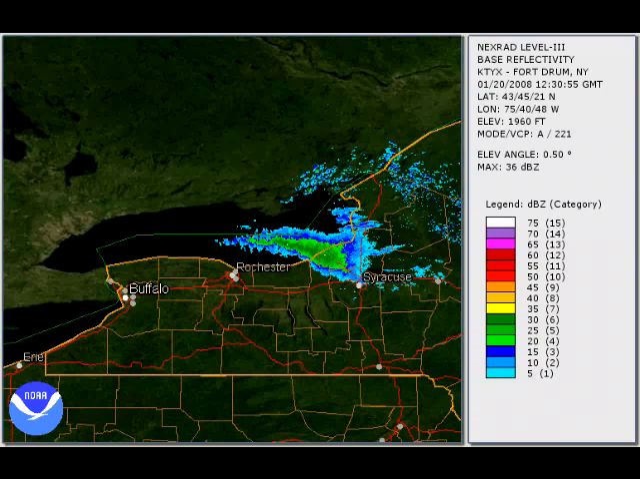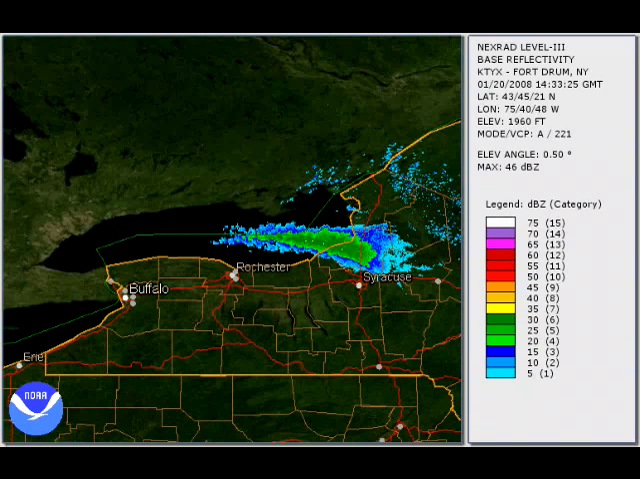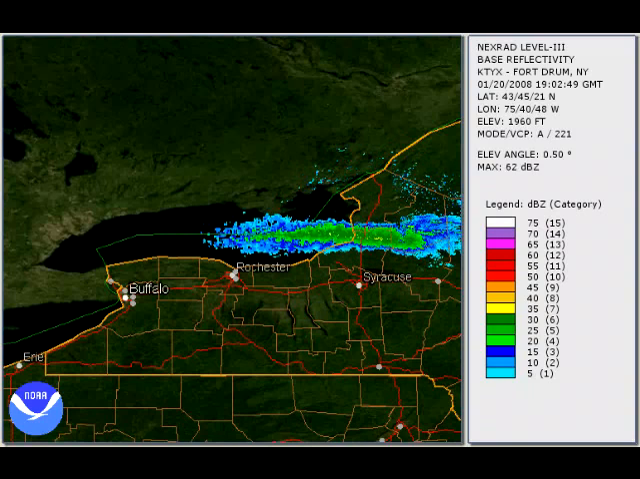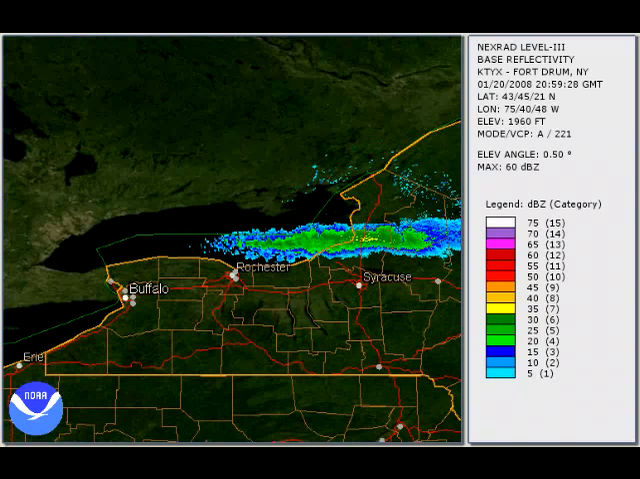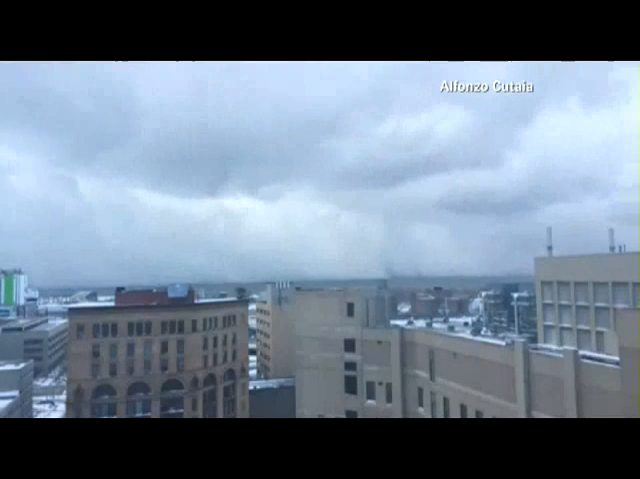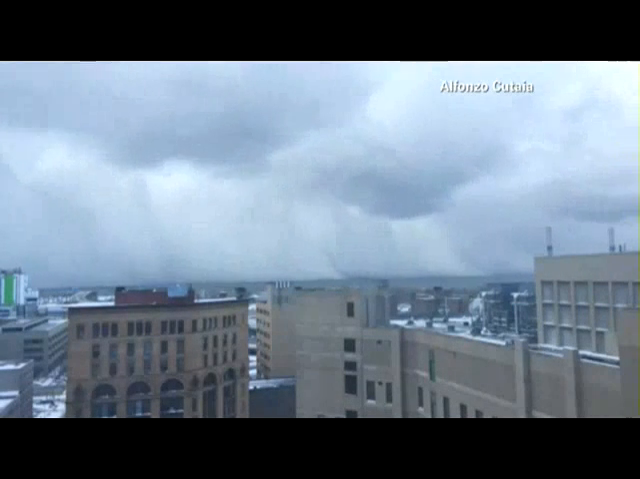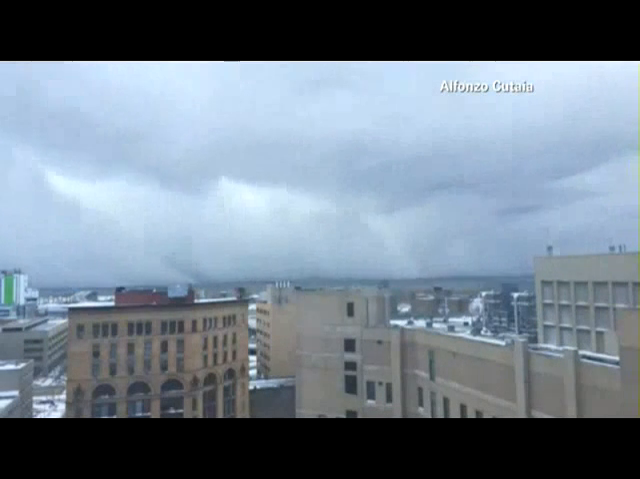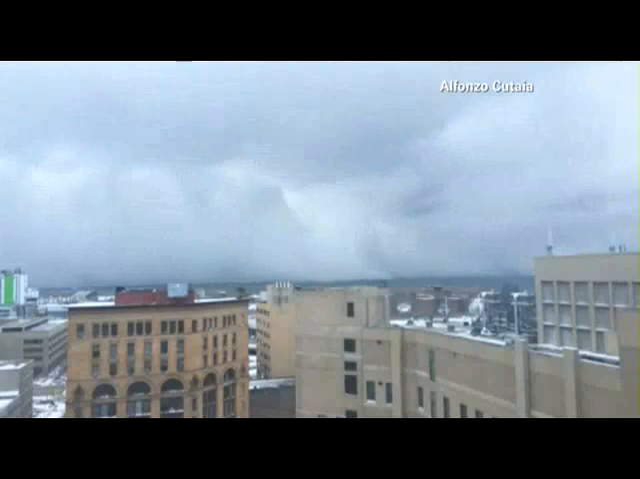This animation of radar images shows how the snow develops over the lake. This movie clip was taken in Buffalo, New York in November 2014. You can see the strong convection over the lake.